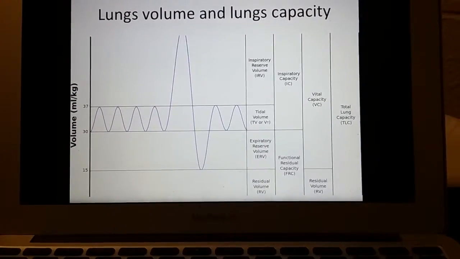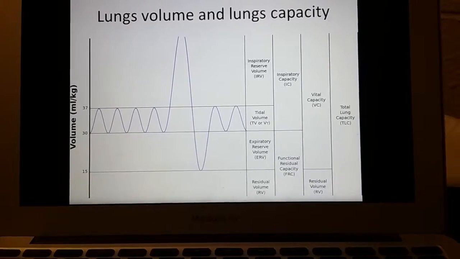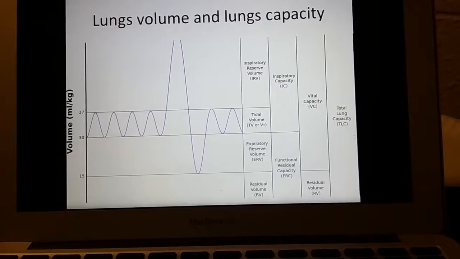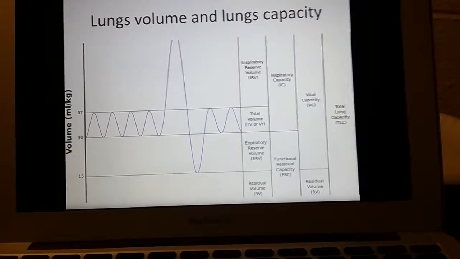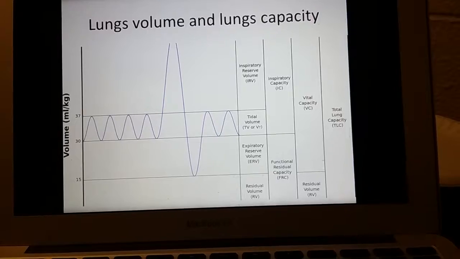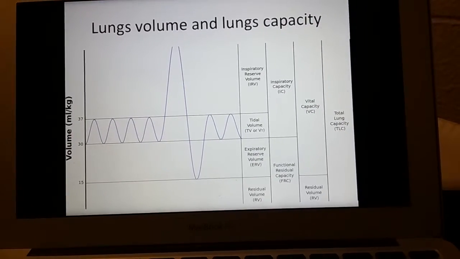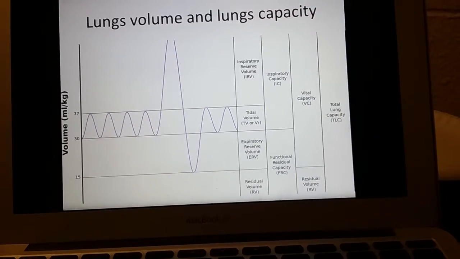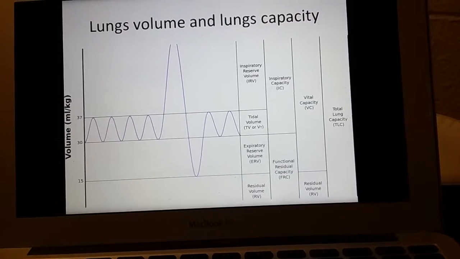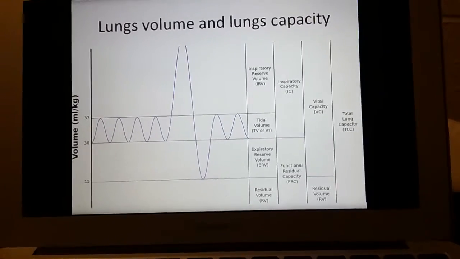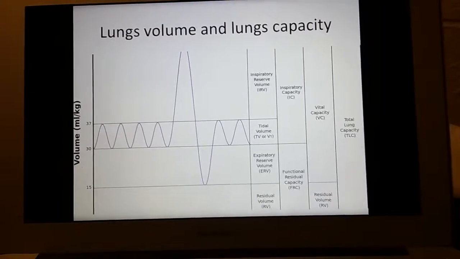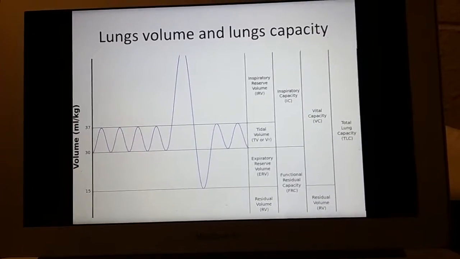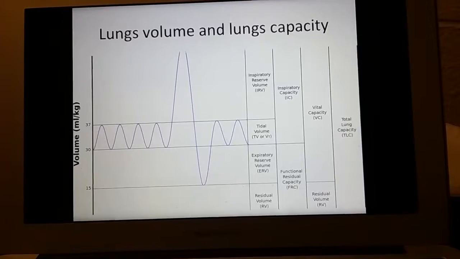Lung volumes. The tidal volume, vital capacity, inspiratory capacity, and expiratory reserve volume can be measured directly with a spirometer. They are the basic elements of ventilatory pulmonary function tests. Lung capacity. The average total lung capacity of an adult human male is about 6 liters of air.